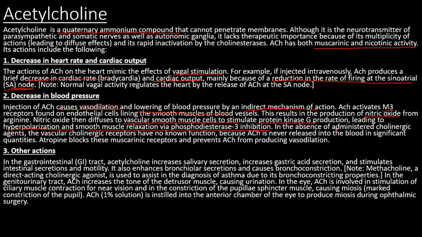Also, note that in absence of administered cholinergic agents, the vascular cholinergic receptors have no known function. Why? Because acetylcholine is not a hormone, and rarely will it be released in blood in significant quantities in normal physiological processes. Now, atropine is an antimuscarinic agent, and it will prevent acetylcholine from producing vasodilation. So, in case of acetylcholine overdose, you can use atropine to reverse these effects.